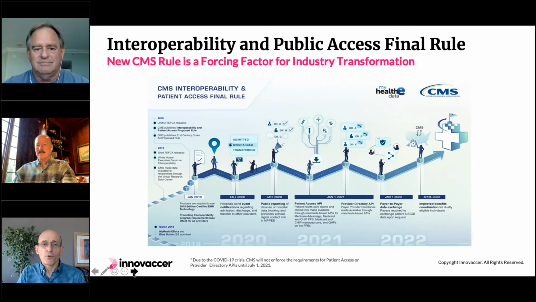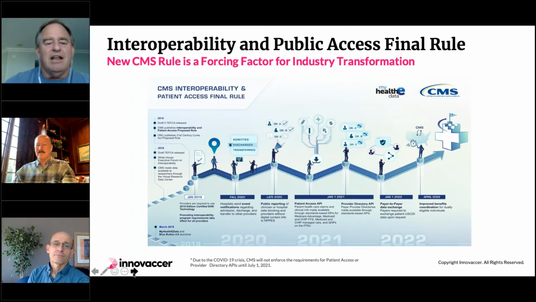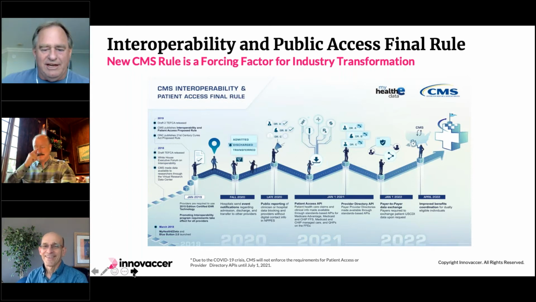So CMS is playing a role. They're trying to really push the card on this and laying down the gauntlet. Mike, tell us a little bit about what you've learned about this new interoperability rule from CMS. As a technologist, to me, this is the Wizard of Oz, the trail of gold leading up to the ivory tower.